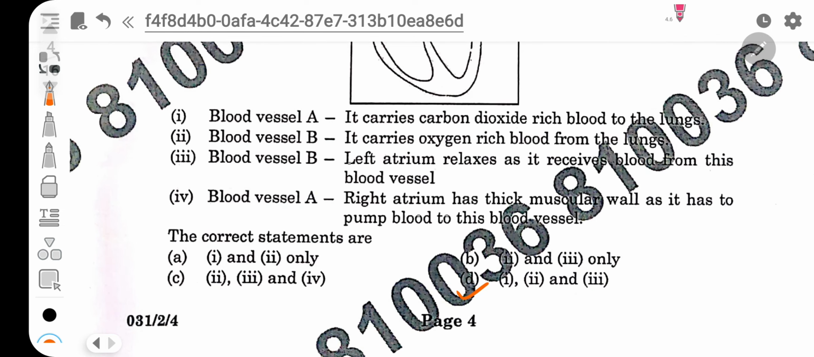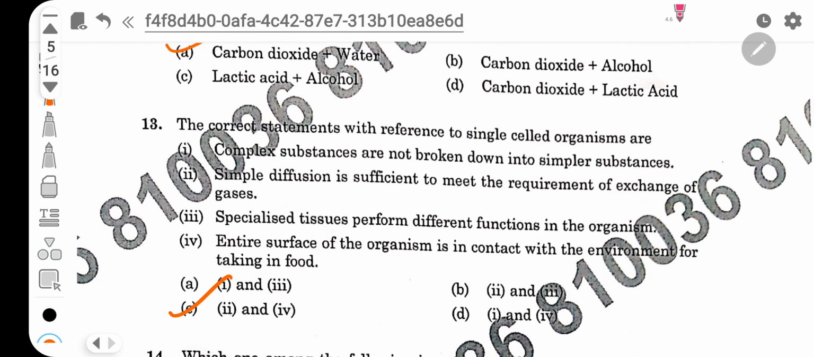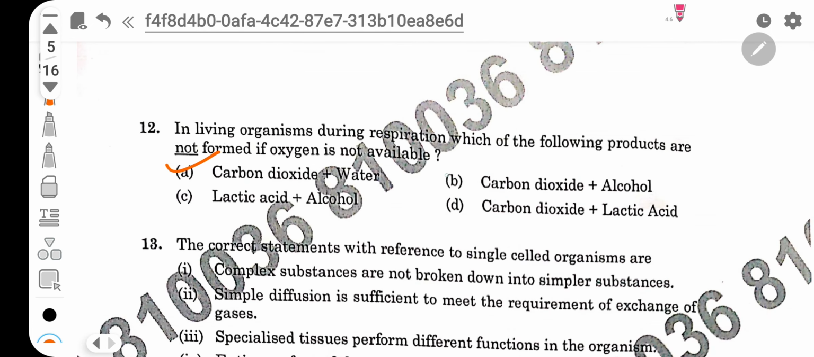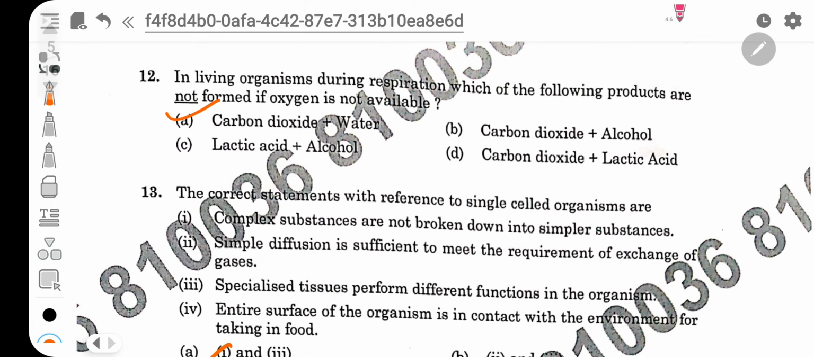Answer is D. Now the 12th question. In living organisms during respiration, which of the following products are not formed if oxygen is not available? So the answer is carbon dioxide and water.